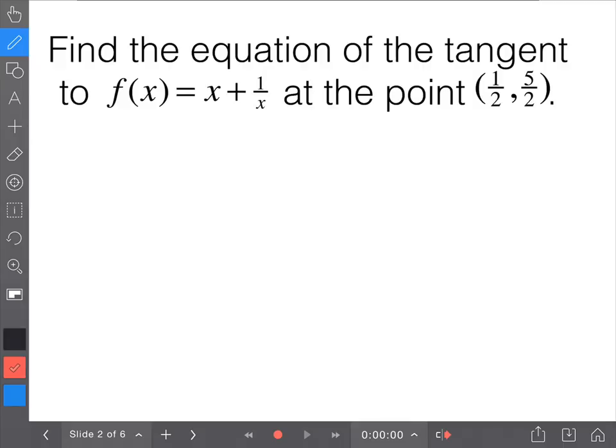So, thinking about my equation, y minus y1 equals m times x minus x1, right? I've already got a point, 1/2, 5/2. So that's my y1 and x1 here. What I still need, though, is the slope. So how do I get the slope? Well, you take the derivative.